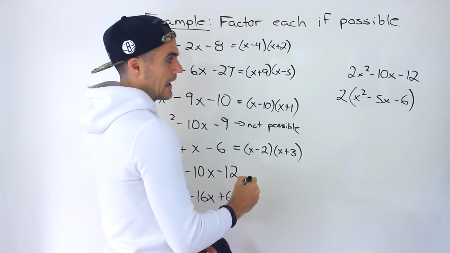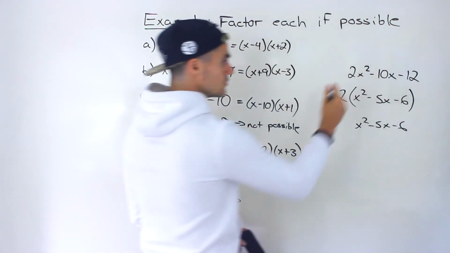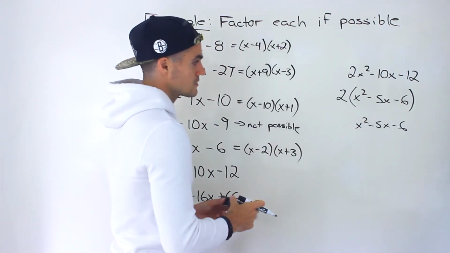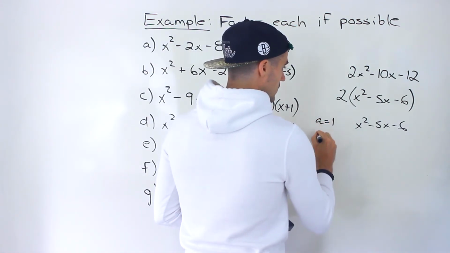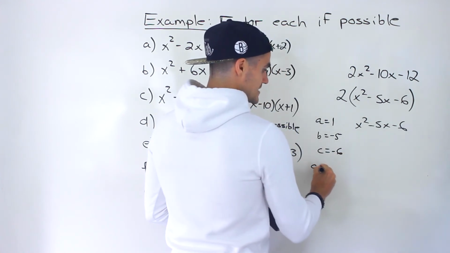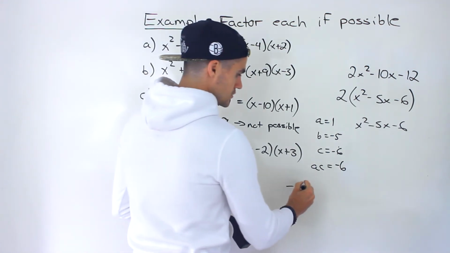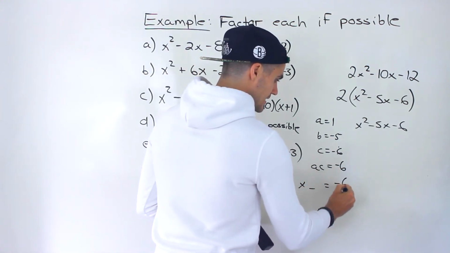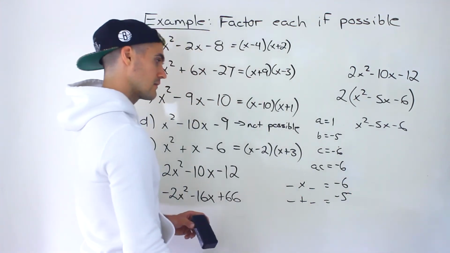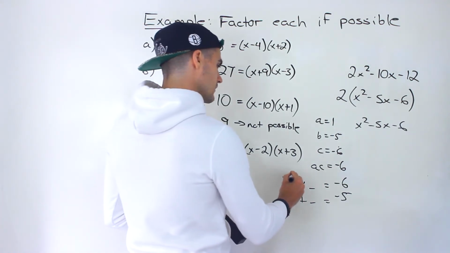Once you have something like this, I recommend just working with this bracket separately. Forget about the 2 and just pretend you got this question to factor. From here we can't factor anything else, so we go into the decomposition. A value is 1, B value is -5, C value is -6. The AC value would be 1 times -6, which would be -6. Then we have to find two numbers that multiply to that AC value and add up to that B value of -5. The two numbers would be -6 and +1.